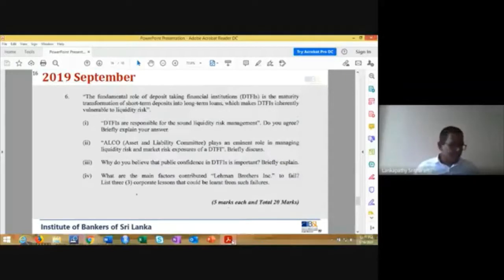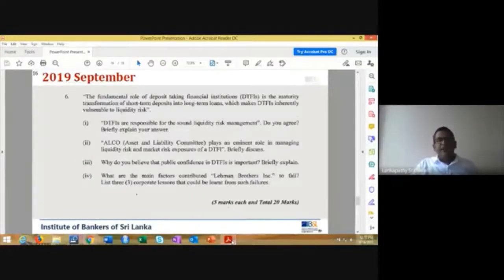And then the second question is: ALCO, the Asset and Liability Committee, plays an eminent role in managing liquidity and market exposure. Explain briefly. I have already taught you this. In the last class we saw the role and function of the ALCO, and if you write that answer, that would be the answer for this question, and you can get 5 marks, of course.